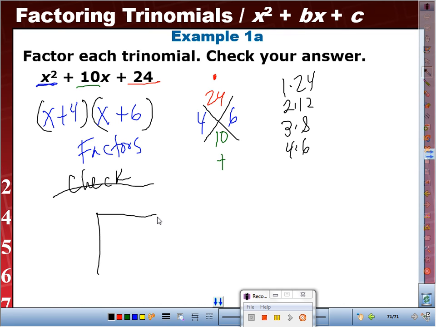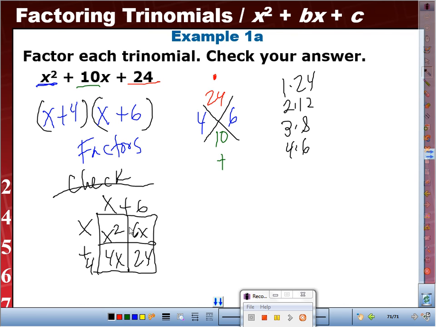Area model. Do it on your paper. Here we go. X plus 4, x plus 6. This is x squared, 6x. This is 4x and 24. My first term is x squared. I'm going to draw my peanut right here. That's 10x and 24. Is that the same thing we started with? Yes.